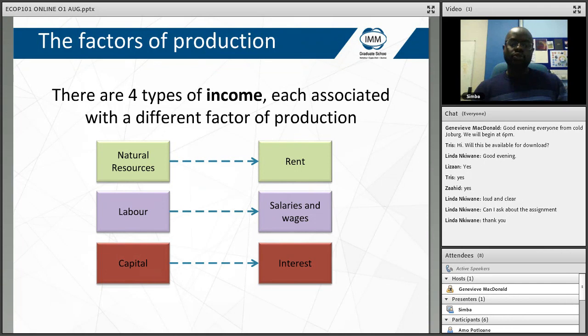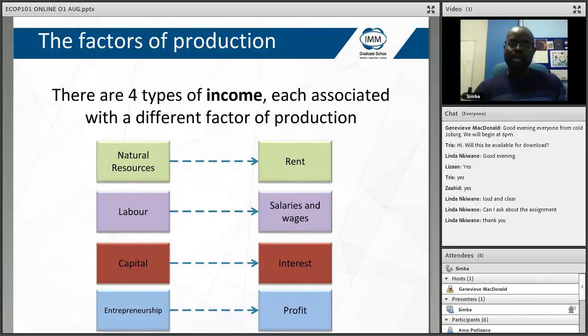Then you move on to capital. We are talking about all man-made goods that we use in the production of other goods and services. The remuneration that is associated with that is interest. Then the last one, which is entrepreneurship. We're talking about the ability to combine all the other resources there to produce goods and services. So the reward or the income associated with entrepreneurship is profit.